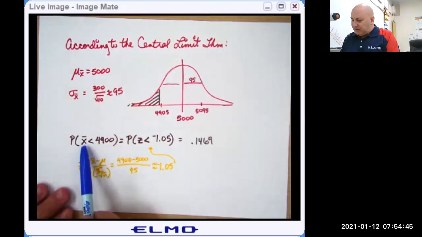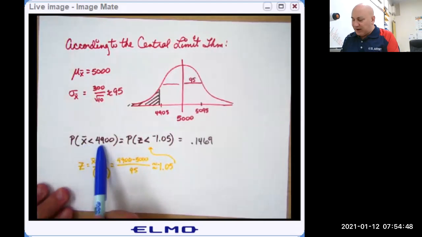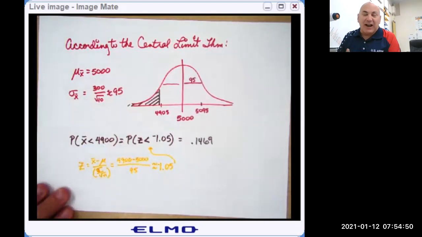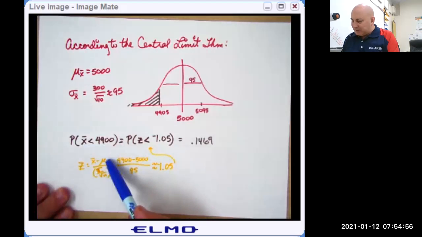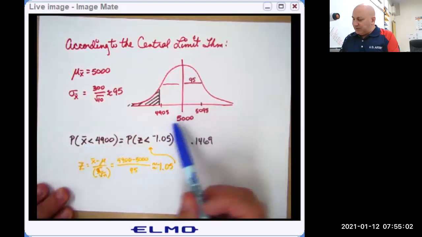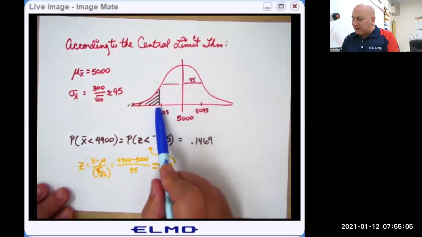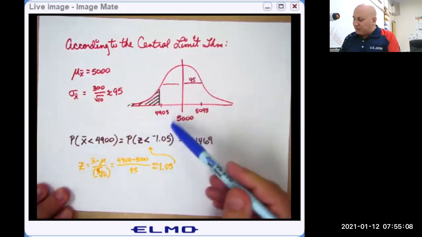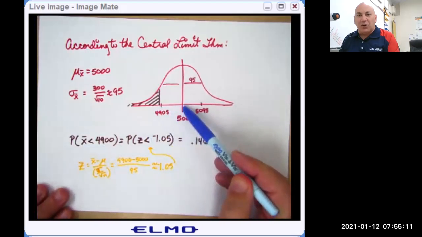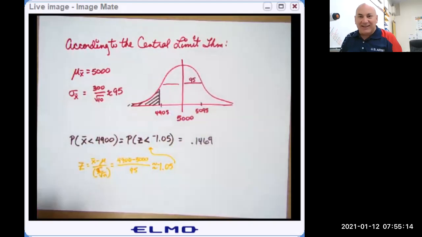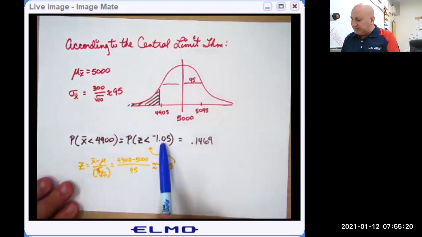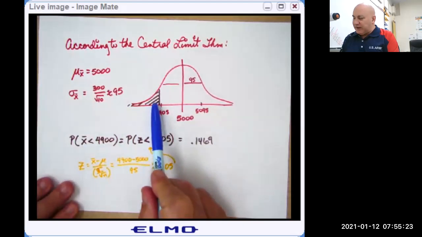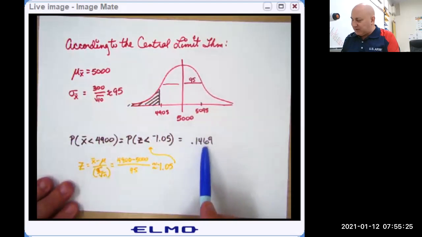So I convert this: X bar is less than 4,900. I've stated the problem in terms of X bar actually, but you get the idea. I calculate my Z-score, X bar minus mu all over sigma over root n. This turns out to be -1.05. So I'm 1.05 standard devs below the mean. How likely is that to happen? Well, I'm looking at the area under the curve to the left of -1.05. So the area under the curve is just the table value, and it's this.